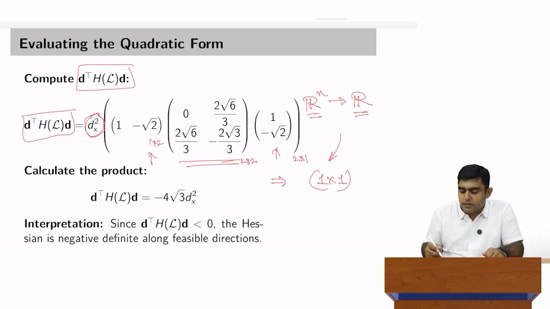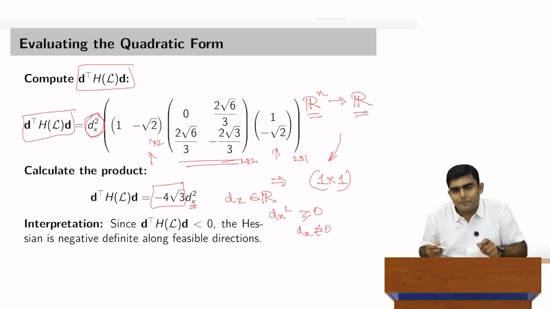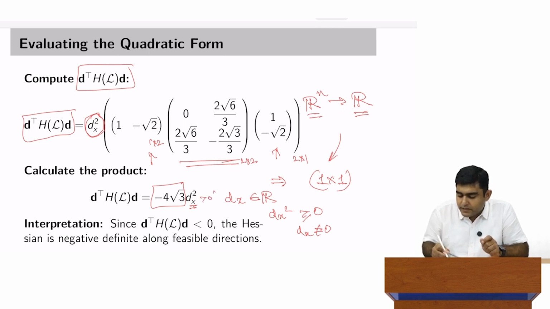So, when we do all this multiplication, the value of this product of vector by matrix and then by vector comes out to be minus 4 root 3 dx square. Now, if dx is real, dx square is definitely going to be greater than or equal to 0, and dx is not equal to 0 if I am making a small perturbation, as a result of which dx square is always greater than 0.